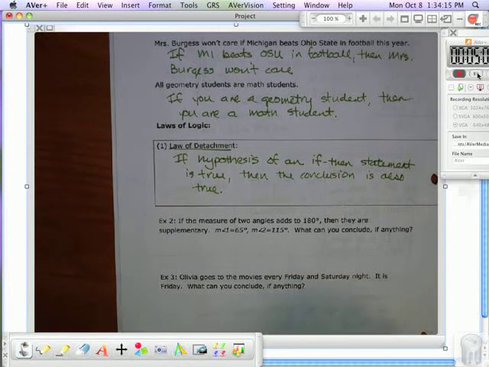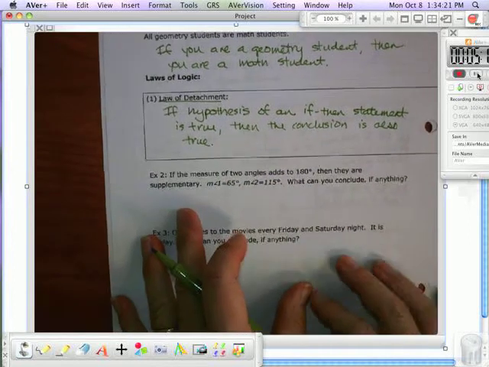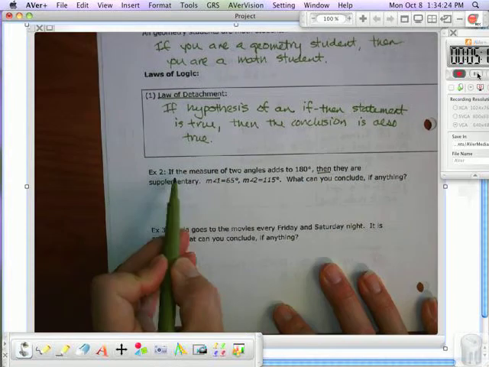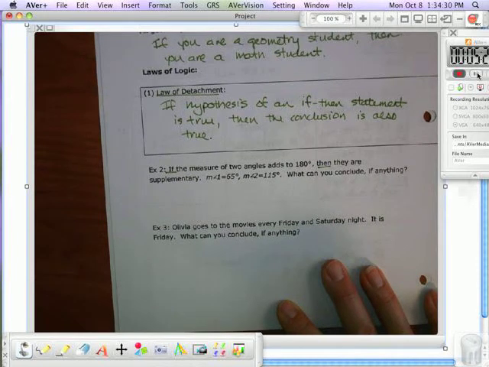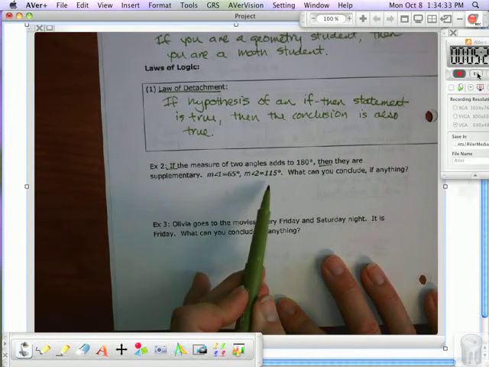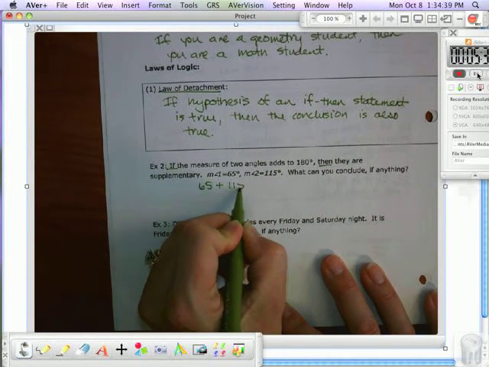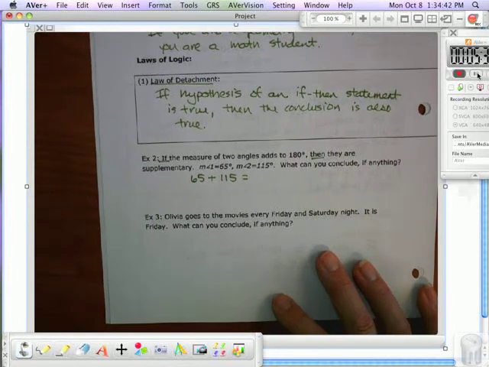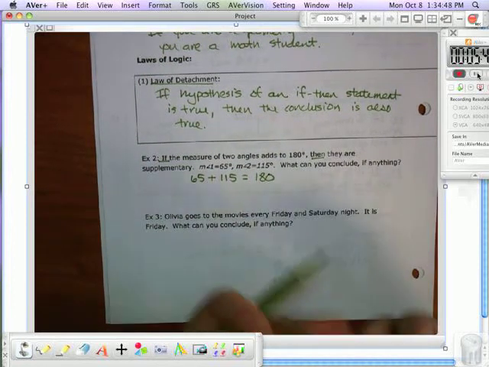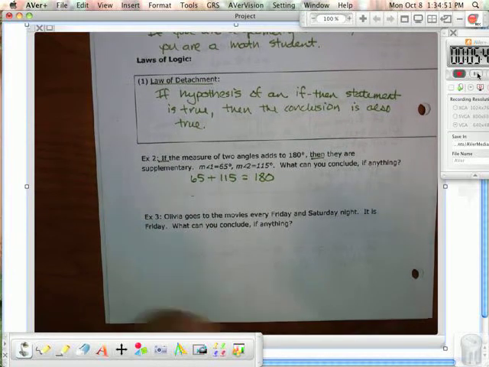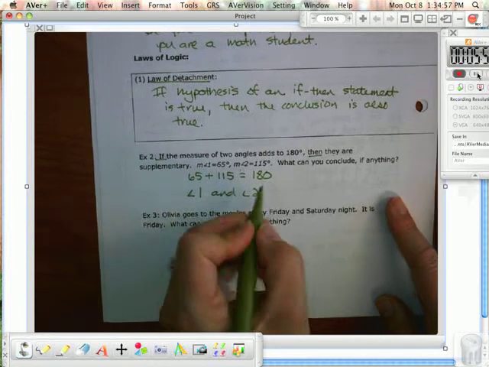For example, here's one: if the measure of two angles adds to 180, then they are supplementary. Then they give us this information. What can we conclude, if anything? They're giving me two angles, and we're talking about 180 here, so I'm going to add it up and see what I get. 65 plus 115, what does that equal? 180. If that's a true statement, then what can I conclude? That they are supplementary. So angle 1 and angle 2 are supplementary.